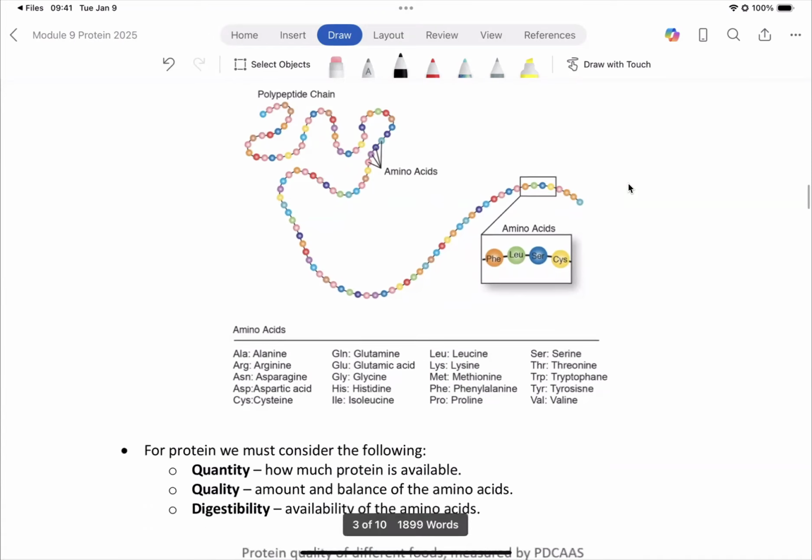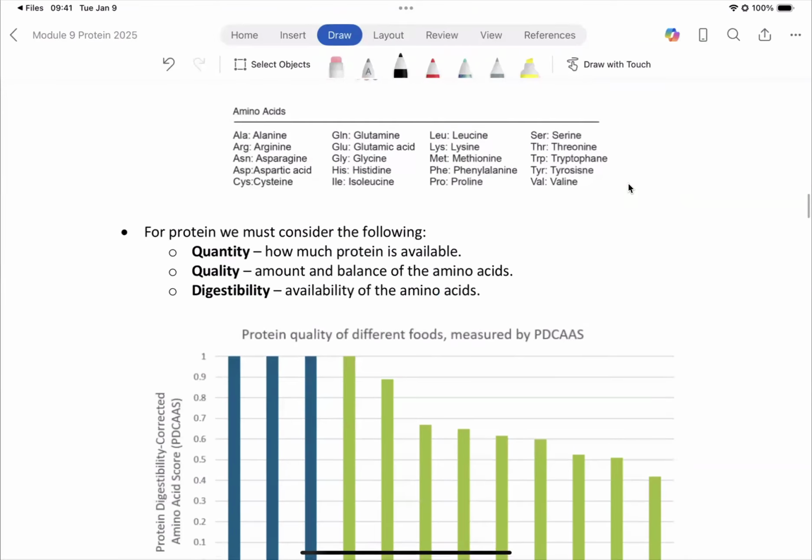Okay. So moving on, for protein, we consider the following. We consider quantity, right? Quantity, how much of each individual amino acid. Quality, are all the essential amino acids there in the amounts that we need. And then we also have to look at digestibility. Let's say it's a soy product and we can't digest the outside kernel or husk, then those amino acids are not available.